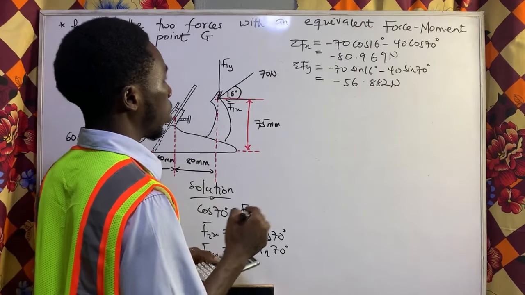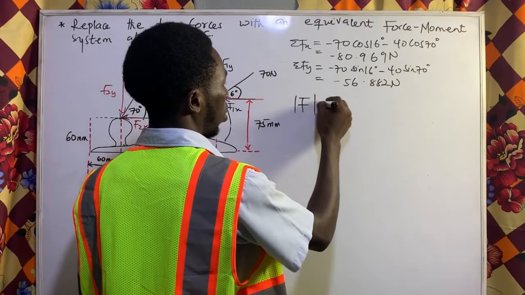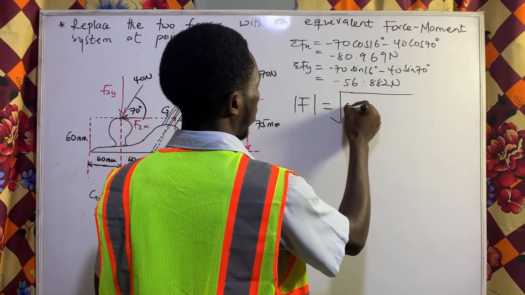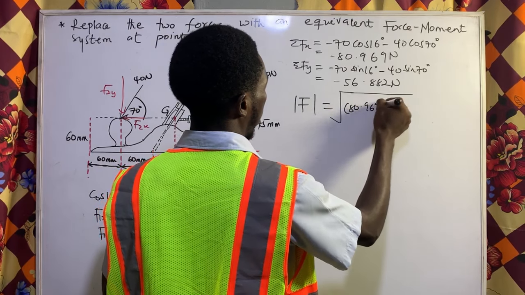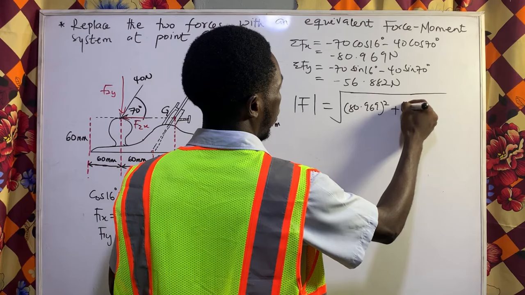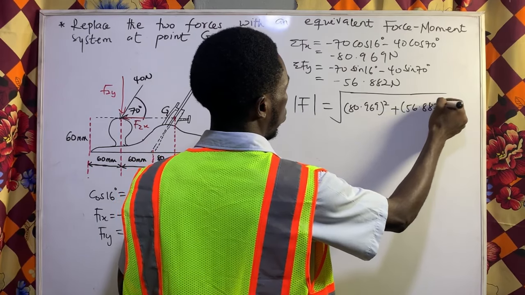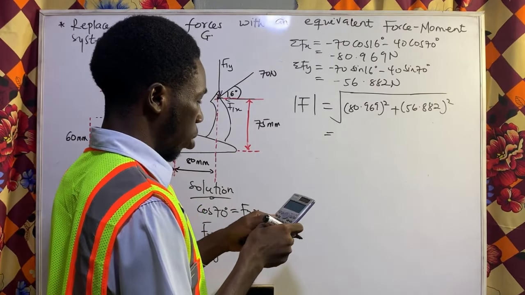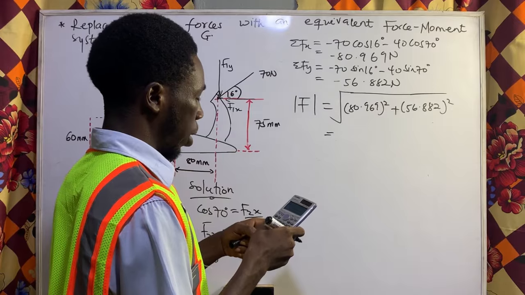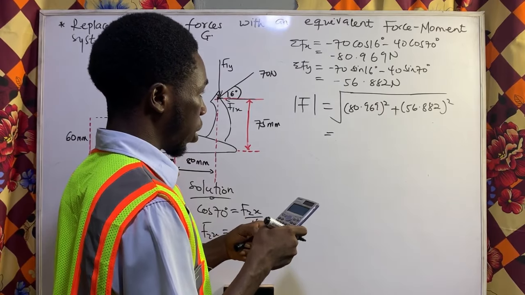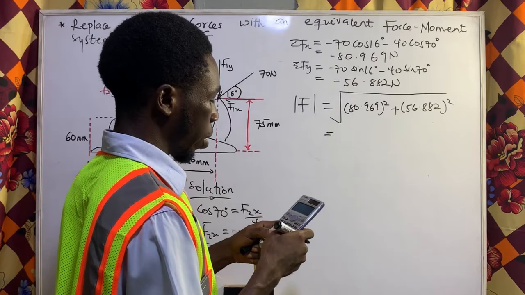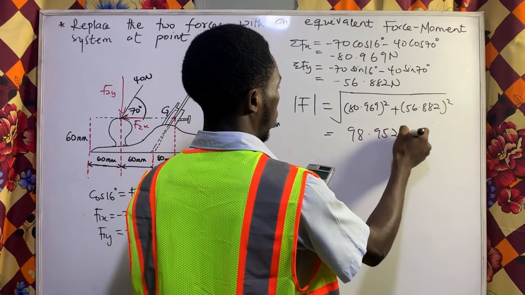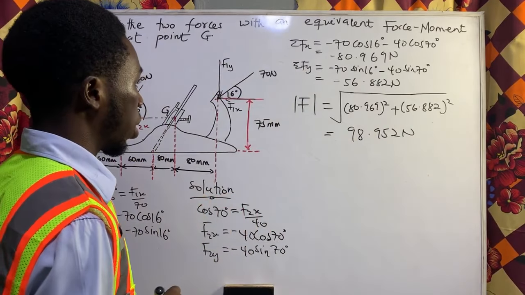So let's see the magnitude of the resultant force. That will be equal to the square root of, let's ignore the negatives, 80.969 squared plus 56.882 squared. So let's see what you're going to get. We're going to have the square root of 80.969 squared plus 56.882 squared. That gives us a value of 98.952 newtons. Okay, so that's the magnitude.